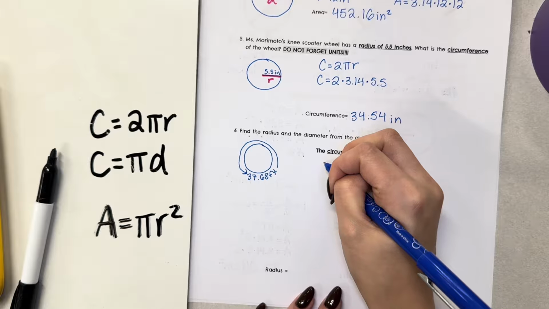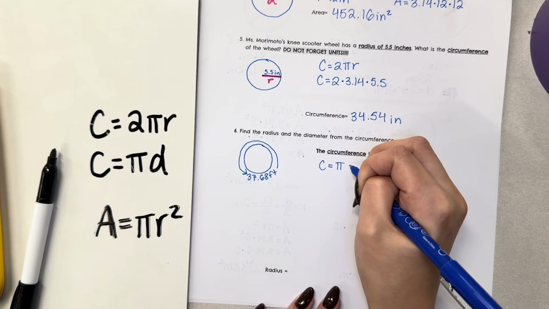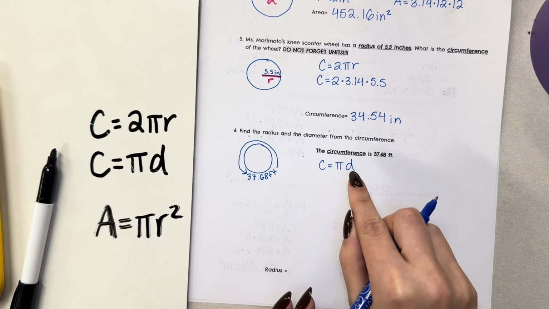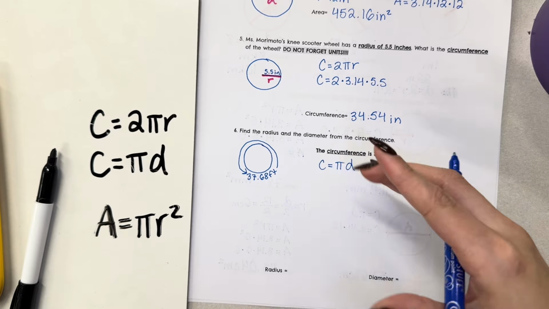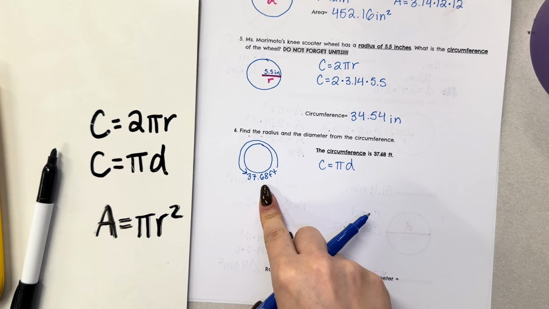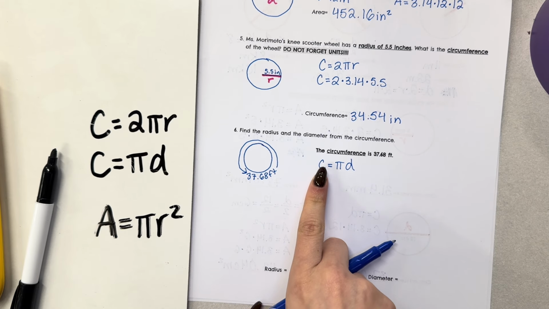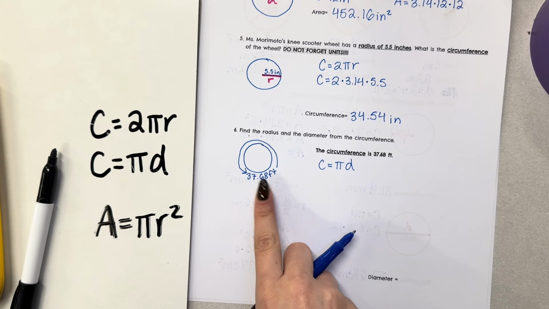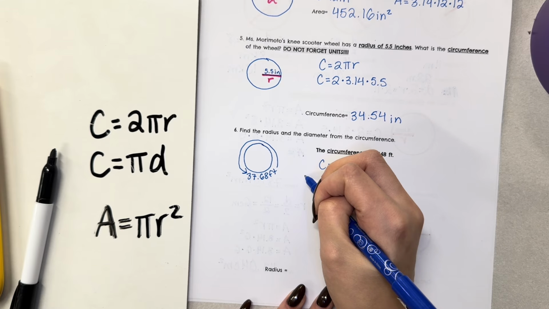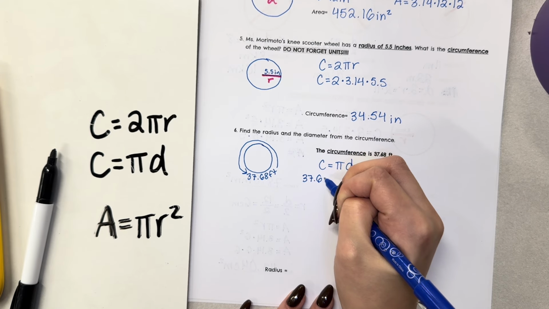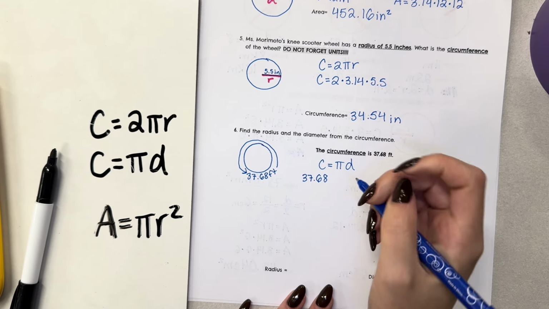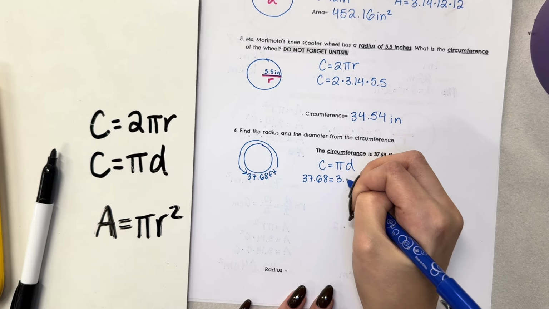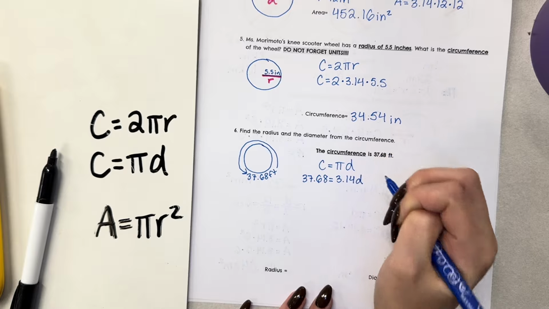I'm going to use the equation C equals pi times my diameter. Now, I have been given my circumference. So I'm going to look at where there is a C for circumference. I'm just going to change that C into my circumference. 37.68 is my circumference. I plug that in for C. Now I set that equal to 3.14 times the diameter.